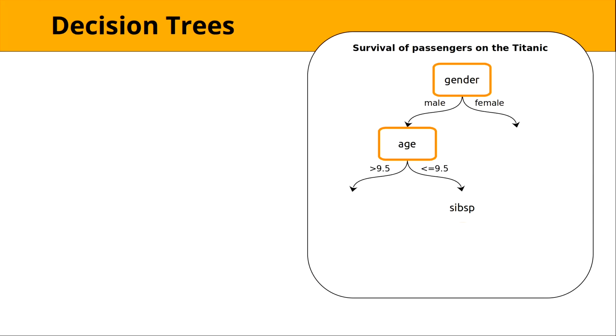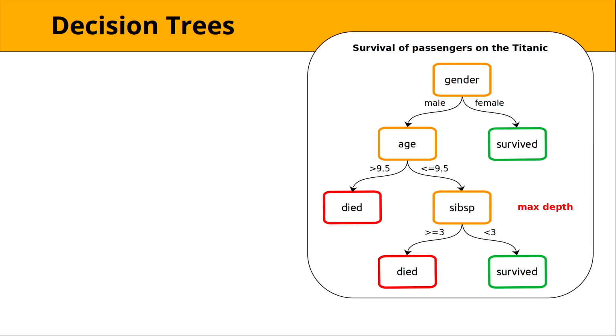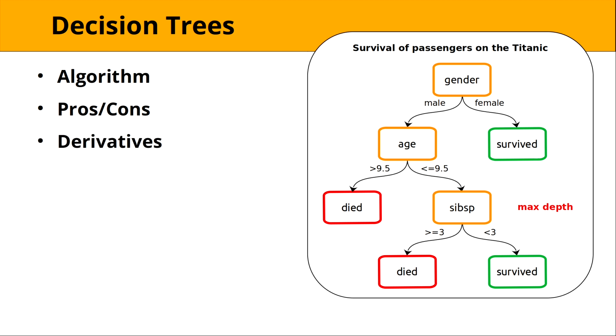In this video we will explore decision trees, powerful and widely used machine learning algorithms that provide a graphical representation of decision-making processes. We will delve into the algorithm process, its advantages and disadvantages, and explore its derivatives.